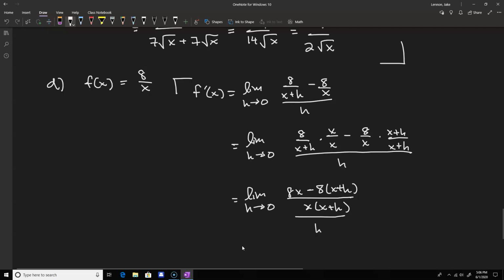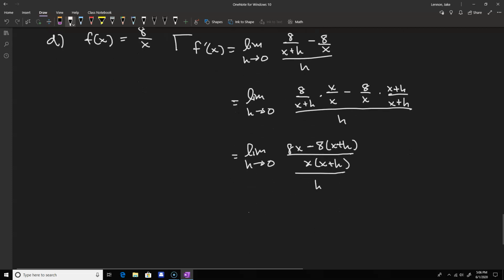So what's going to happen on top? Well, we're going to distribute the minus 8 to the x and to the h. So we'll have 8x minus 8x. Those will cancel, and we'll just have a minus 8h on the very top. So we have the limit as h approaches 0 of minus 8h over x times x plus h over this h.